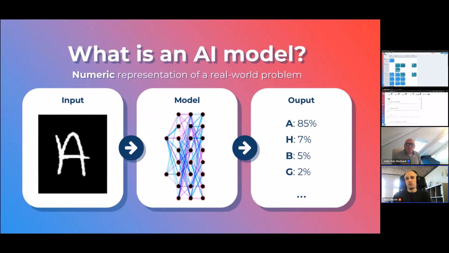So very briefly, an AI model, the important point here is that it's a numeric representation of a real world problem. Computers don't understand images, they don't understand text, they only understand numbers. So whenever any AI model is doing anything, it always has to work with numbers. In this simple example, you've got an image classification model. It's a handwriting recognition model, and it's going to take the pixel values of the image on the left, the image of the A, and process those numbers, and its output is going to be some more numbers. In this case, its prediction for what letter it thinks that image is.